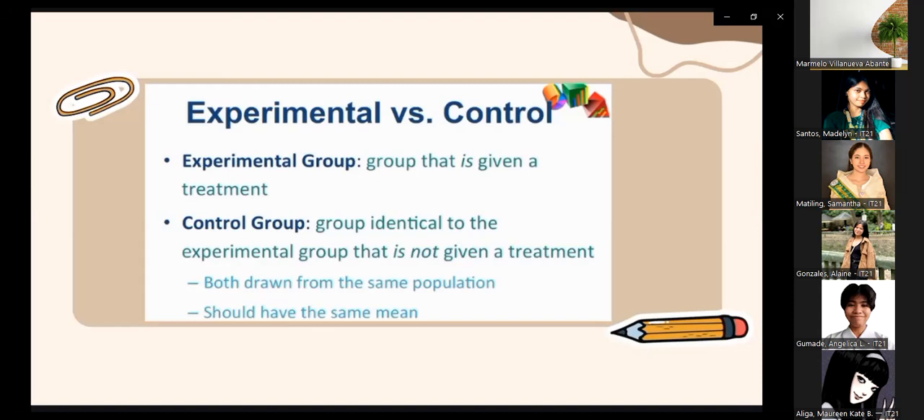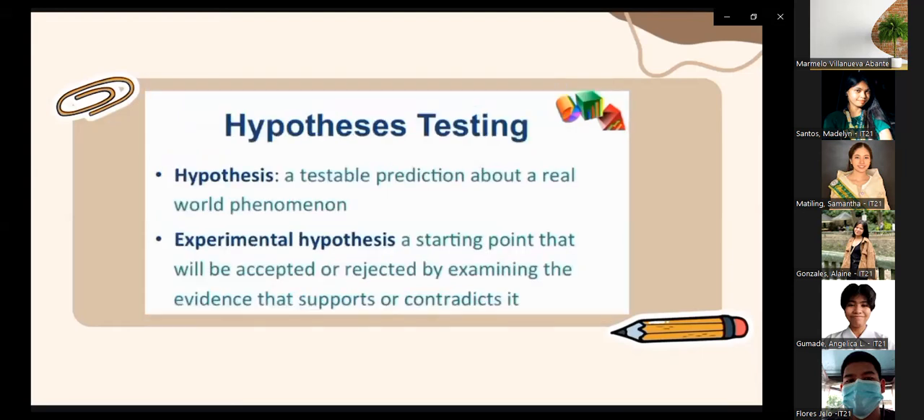If the drug is not effective, then we should expect that after the experiment, the sample mean of the experimental group would still be the same as the sample mean of the control group. But if after the experiment, the sample mean of the experimental group is different from the sample mean of the control group, then the intervention had an effect, and this is called hypothesis testing.